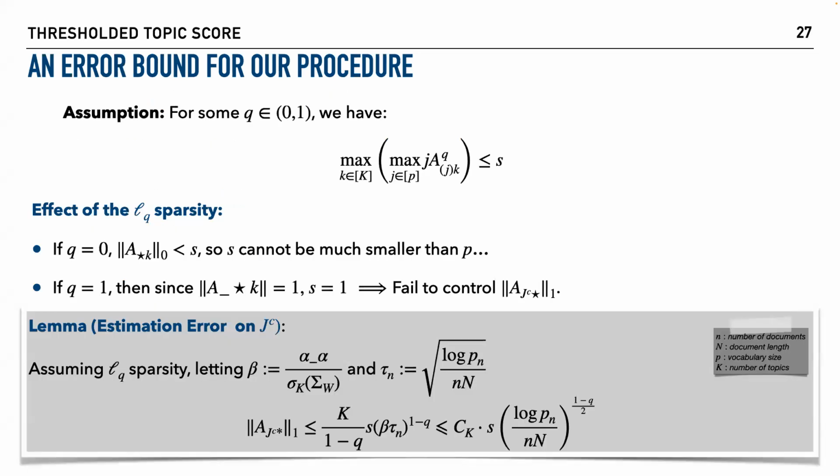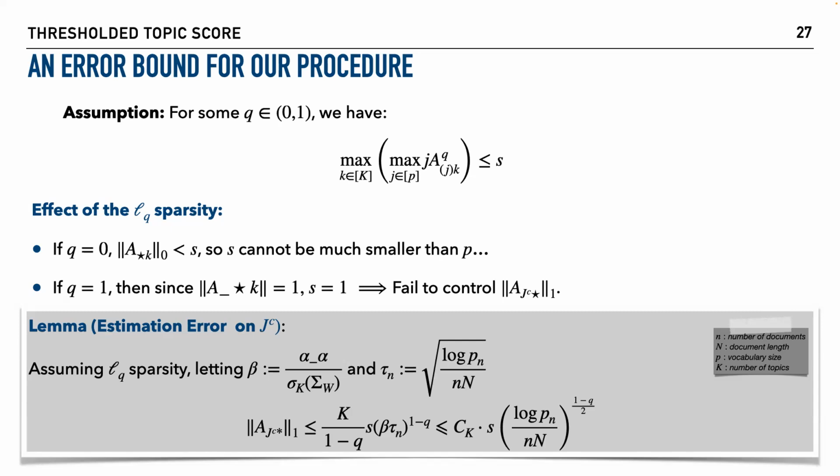So, okay, let's see what the error bound looks like. The main idea is here, which I'm going to detail. Let's first characterize the error that we make when we set all the word frequencies on J complement to 0. We're thresholding these words away and saying they never appear. So A is 0 on this J complement set. So here is the estimation error.